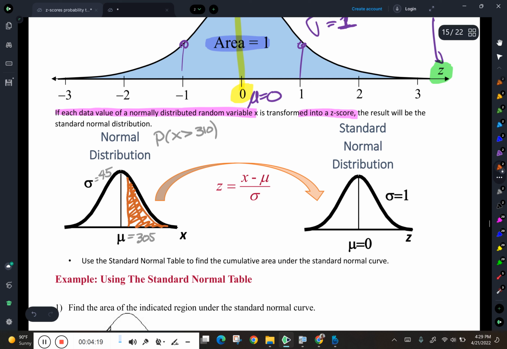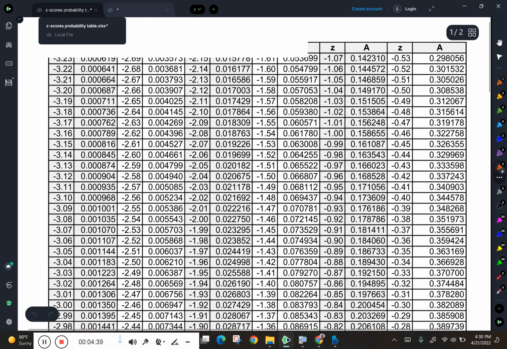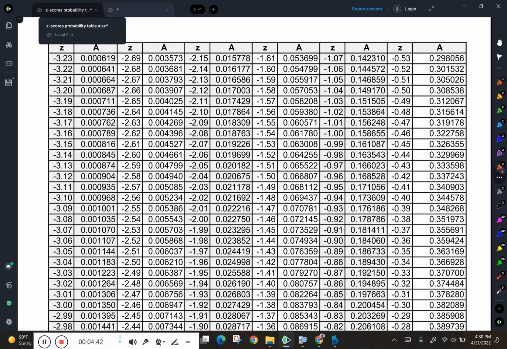Now, I know what that means to do. That means set up an integral, but I can't do that. So what I'm going to do is change this from just some random variable x into a standard normal distribution and find a z-score for my stuff. And then I'm going to go here and look things up in this table. So let me just show you what that looks like.